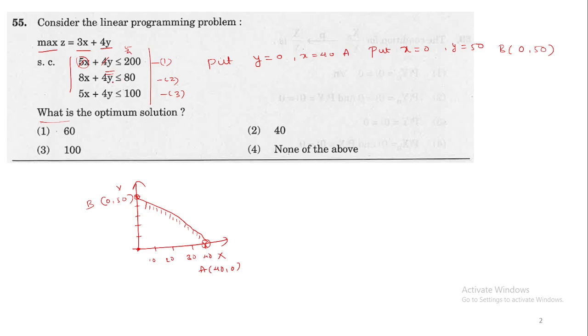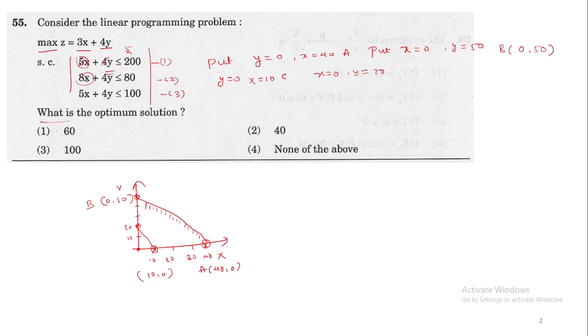In equation 2, if you put y equals 0, 8x is less than or equal to 80, so when y takes the value 0, x takes the value 10. So this is 10 comma 0, and I will call this point C. Again put x equals 0. Then y is less than or equal to 20, since 4 fives are 20. So when x is 0, y is 20. So 20 is here, and I have to draw this line.